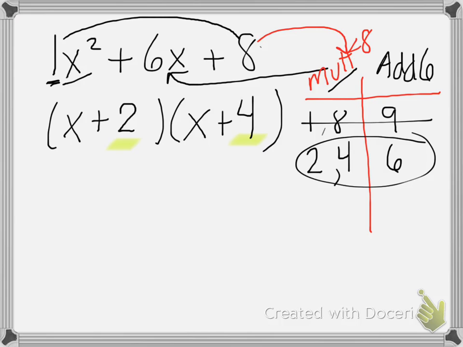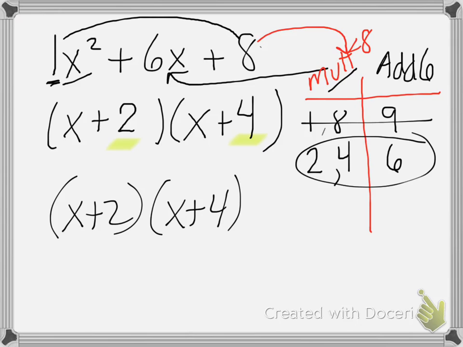So if I think the answer is x plus 2 and x plus 4, I can always double check myself. Not that you're going to want to do this on every problem, but if you have a test and it only has a couple of problems and you have 50 minutes or whatever you have, and you have time to double check, then double check.